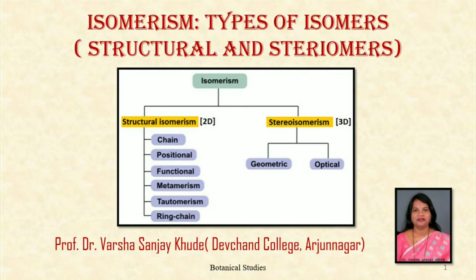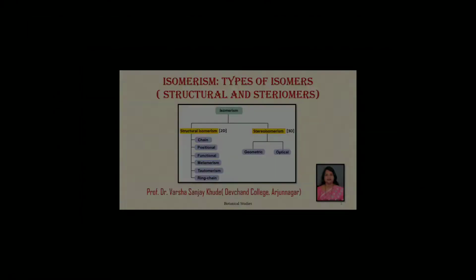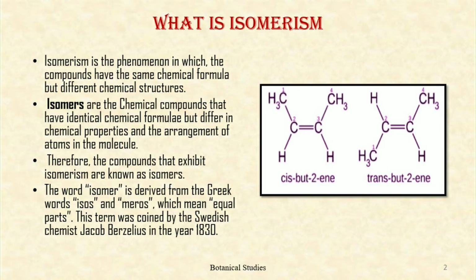In this video, we will discuss isomerism and types of isomerism. First, let us discuss what isomerism is. Isomerism is the phenomenon in which compounds have the same chemical formula but different chemical structures.